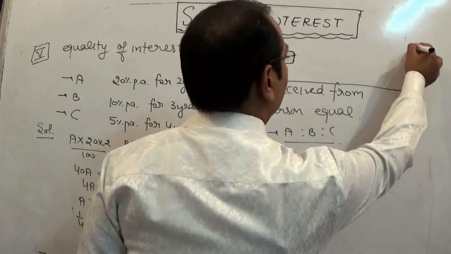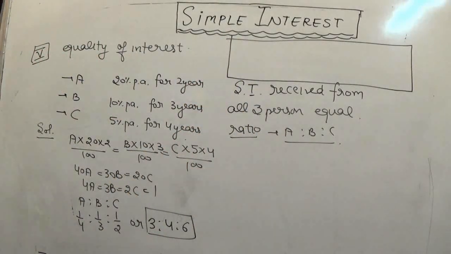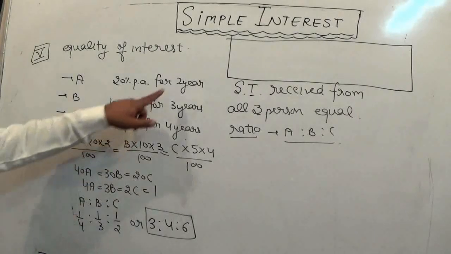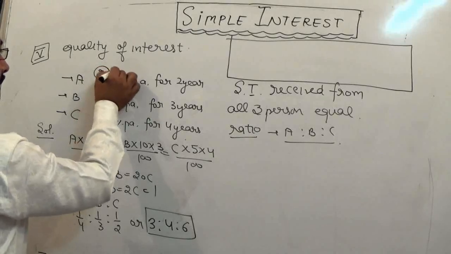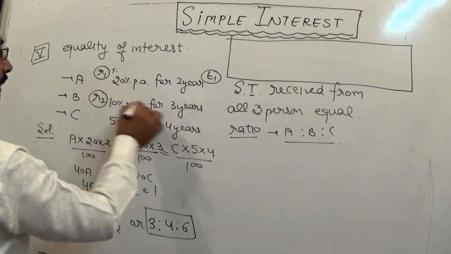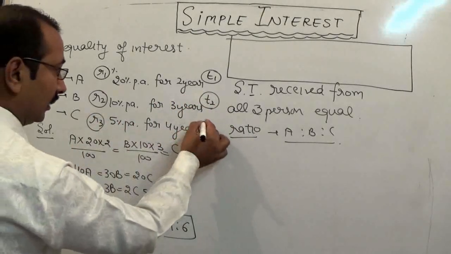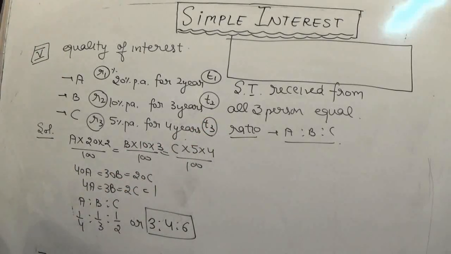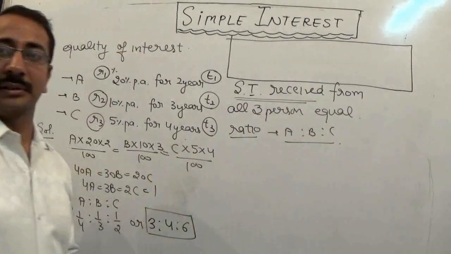What this formula talks about: when simple interest received is the same, and the money given to the three persons at some rate and some time. Suppose R1 is for A and timing is T1 years, similarly R2 for B and timing is T2 years, and R3 for C and timing is T3 years. So when I want to answer this question directly, the condition is SI received from the three persons is equal.